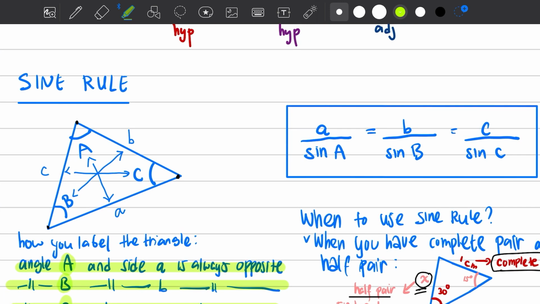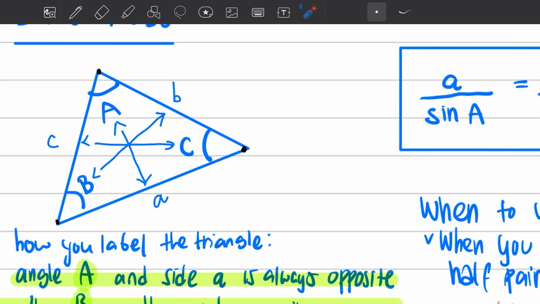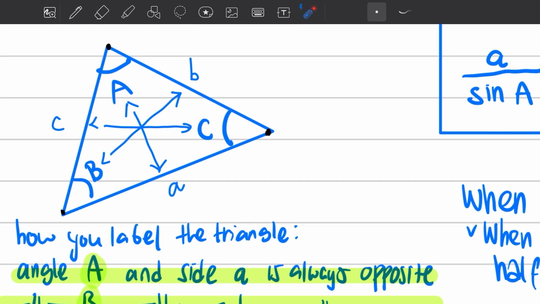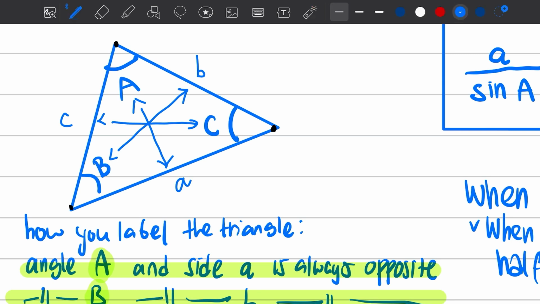After you know how to label the triangle, now you can apply the sine rule. The sine rule states that a over sine A equals b over sine B equals c over sine C. Now, you can memorize the formula, but I suggest you understand it rather than just memorize it. So how do you use the formula, and how do you remember it easily without even memorizing it? This is how you use the sine rule.